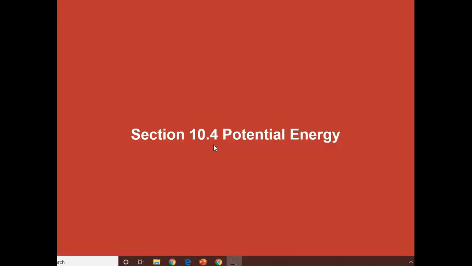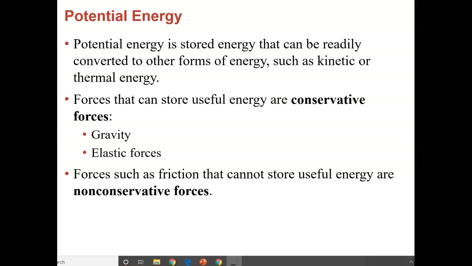Okay, the other type of energy with the math, with this mechanical energy, is potential energy. So we looked at kinetic energy, which is energy of motion. Potential energy is stored energy. Okay, the main one we're going to look at here is what's called gravitational potential energy. Energy due to how high you are above the ground.